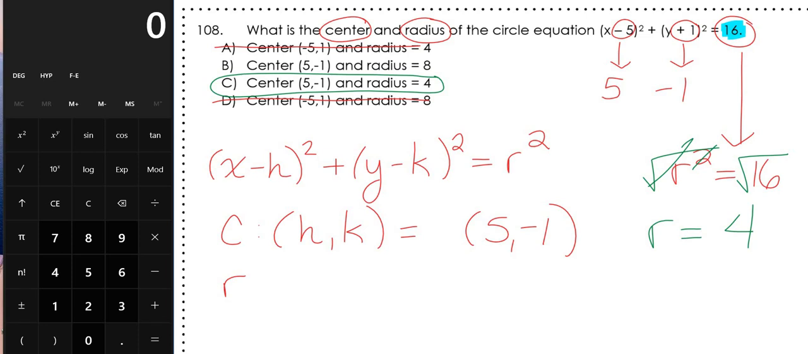Now, if they asked you for diameter, well, if we have a circle and our radius is 4, our diameter would be 2 of these 4s back to back. So our diameter would be 8 if they asked us for the diameter, but they didn't. So your answer is choice C. Okay, let's keep going.